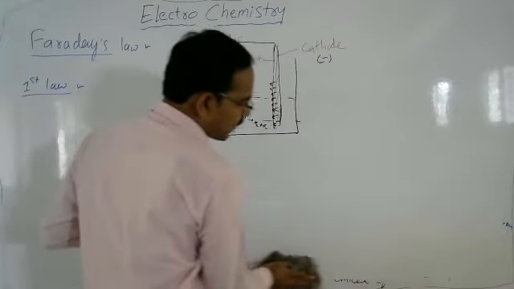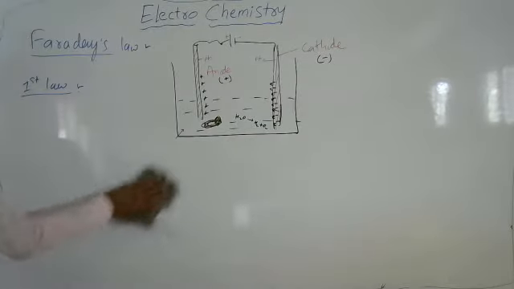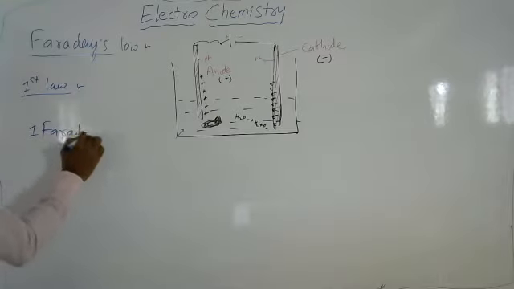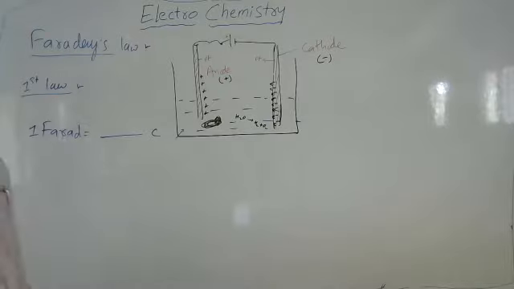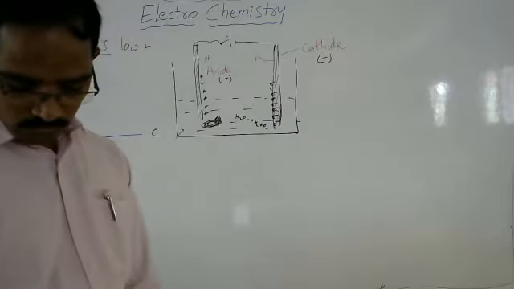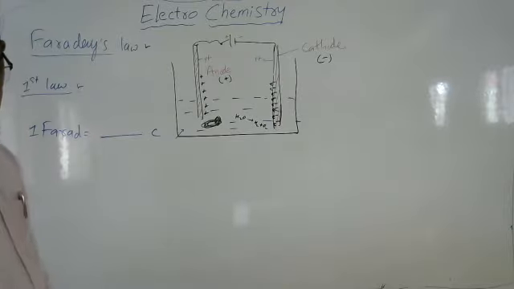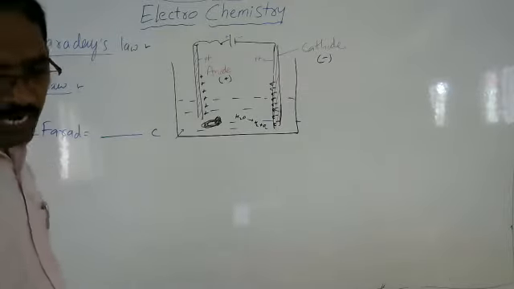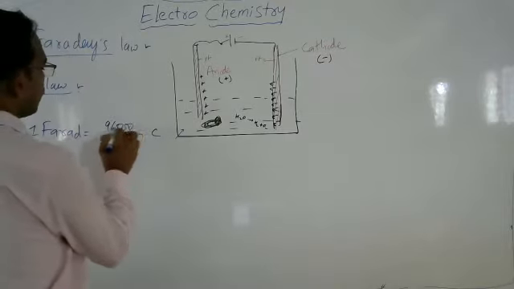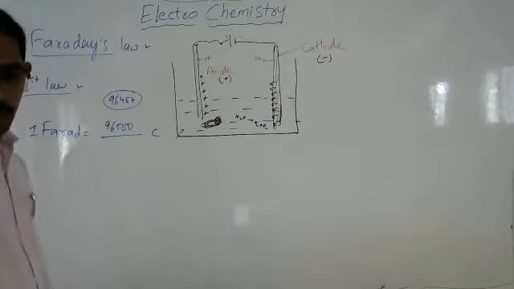Tell me, 1 farad means what? 1 farad equal to dash coulombs. Anyone? 96,487 is the correct answer. For our convenience, we will take 96,500. Actual value is 96,487.